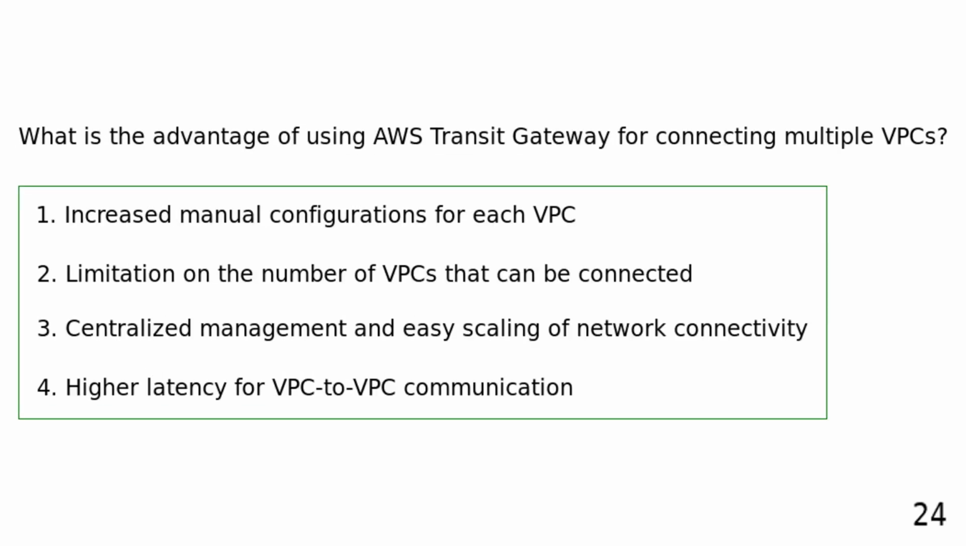What is the advantage of using AWS Transit Gateway for connecting multiple VPCs? Increased manual configurations for each VPC. Limitation on the number of VPCs that can be connected. Centralized management and easy scaling of network connectivity. Higher latency for VPC to VPC communication.